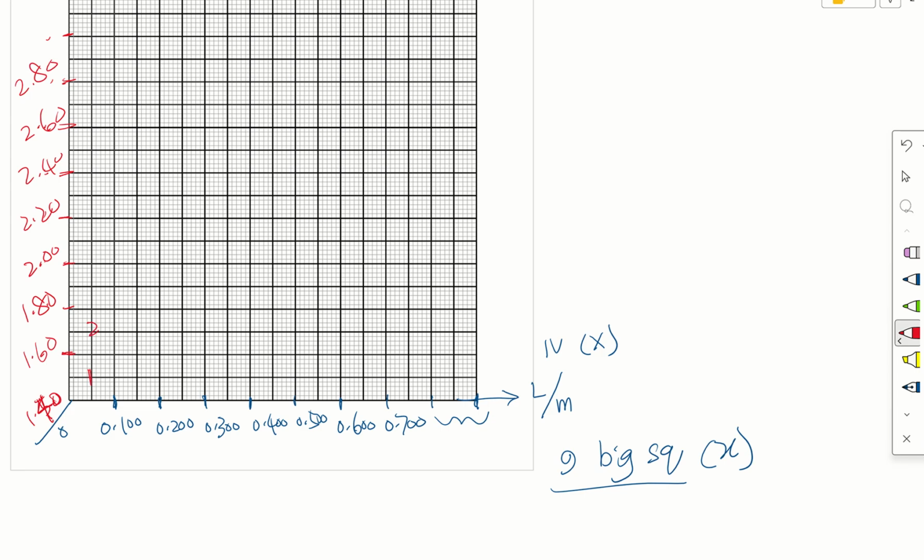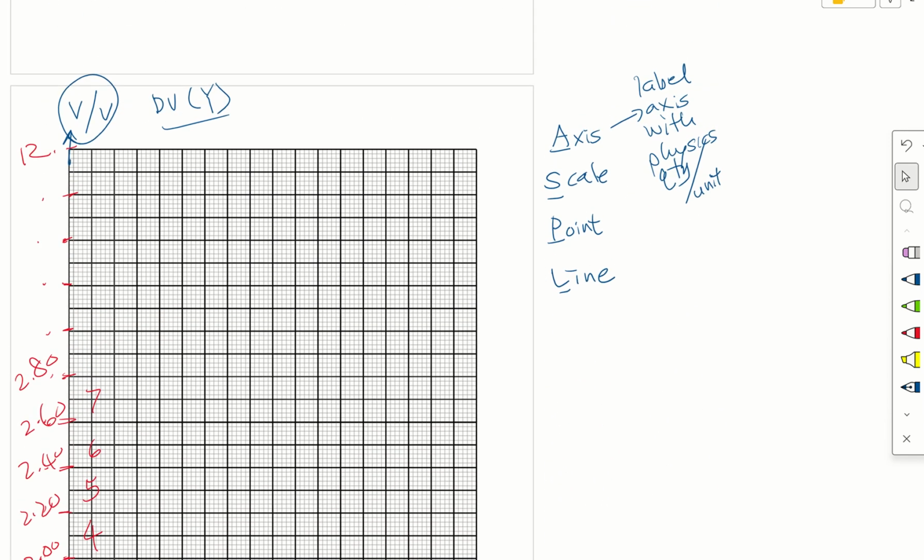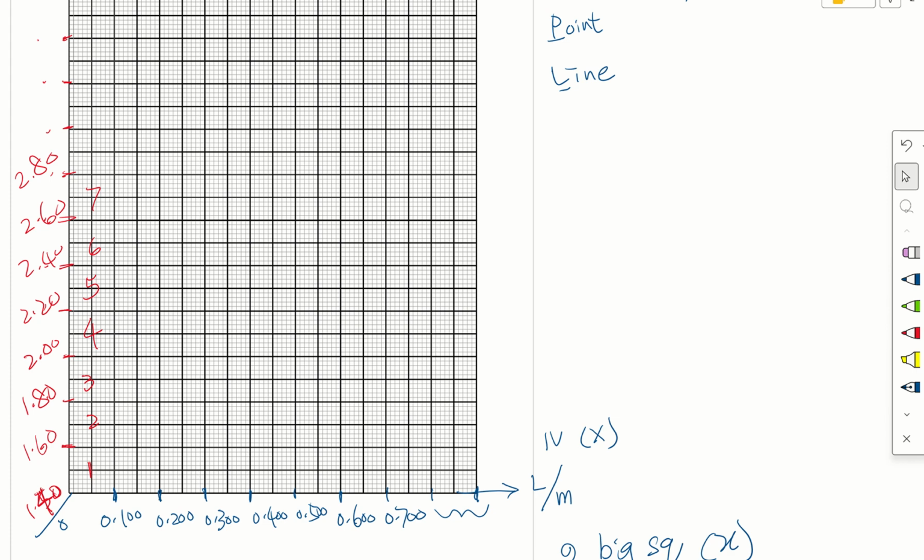1, 2, 3, 4, 5, 6, 7. Okay, yep. So I can actually cover 7 squares, right? And 7 out of 12 is actually more than 50%. Okay, so this is how you work out the scale.